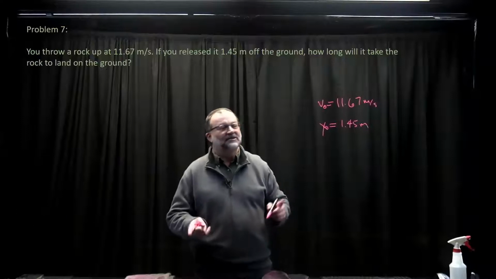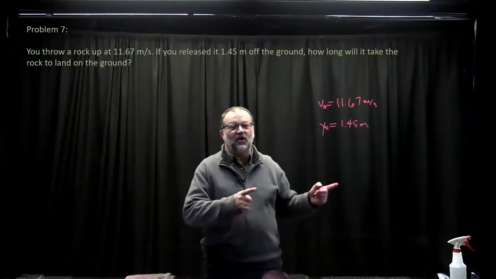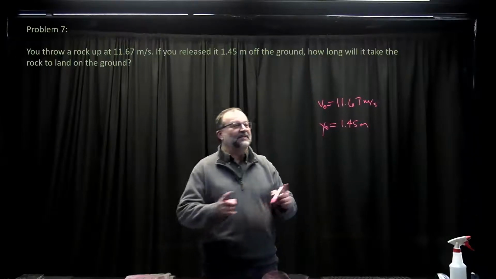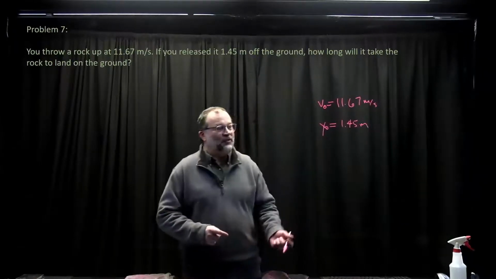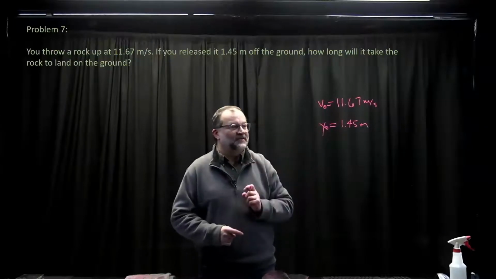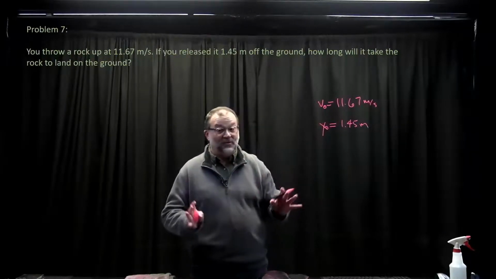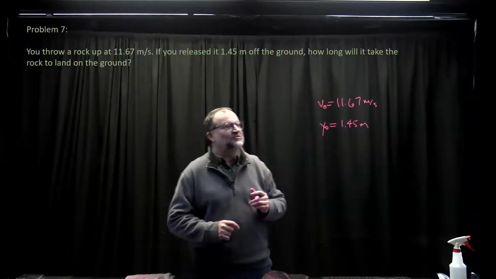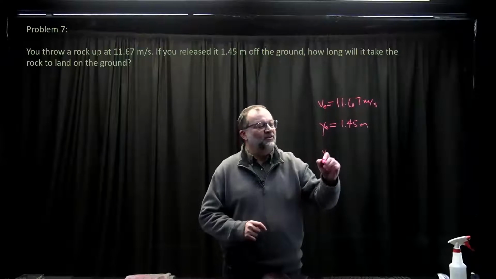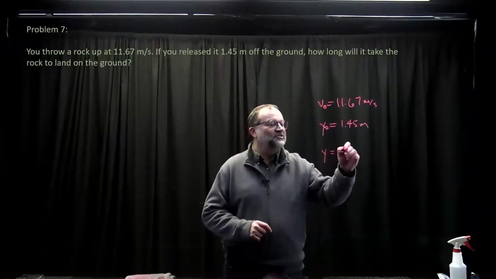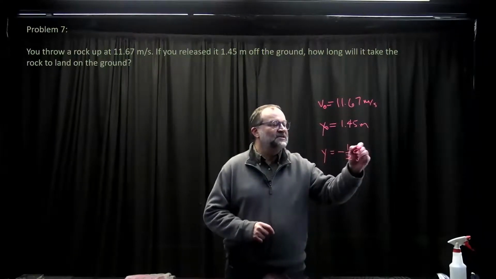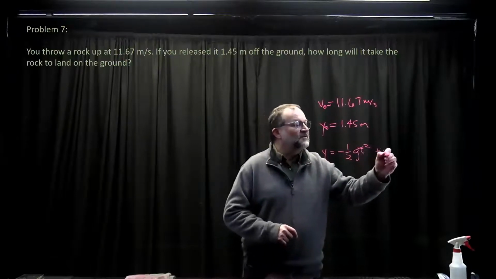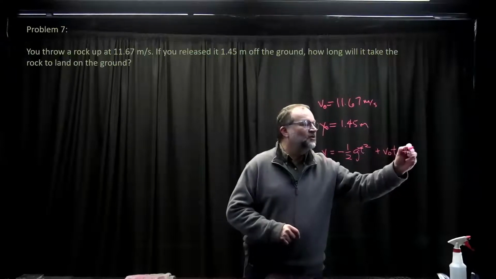How long will it take for the rock to land on the ground if you're throwing it up with this initial velocity? There are a couple of ways to go at this. One is, what do we have in terms of our overall equation? Y is minus 1/2 g t squared plus v naught t plus y naught.